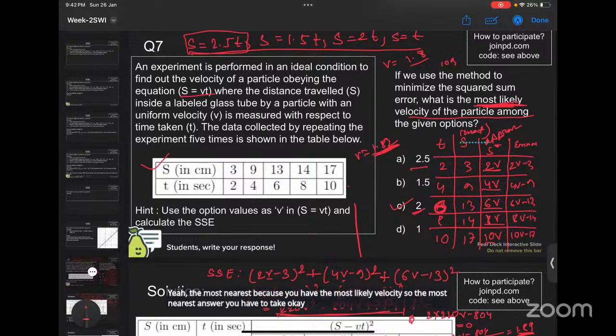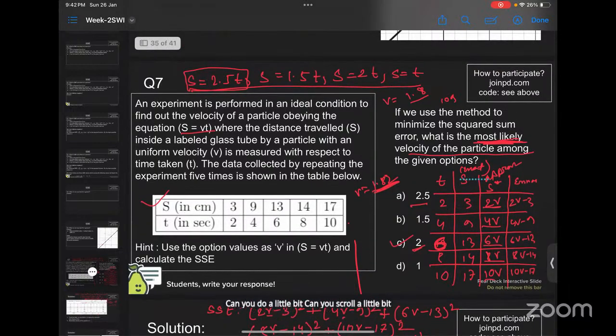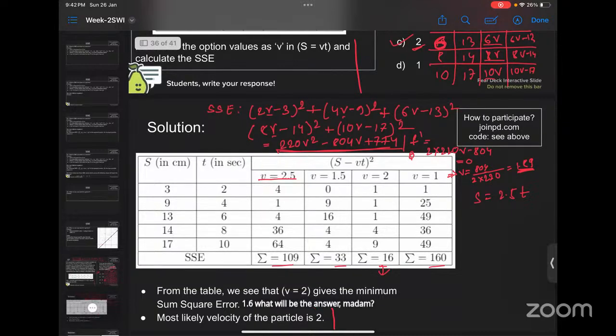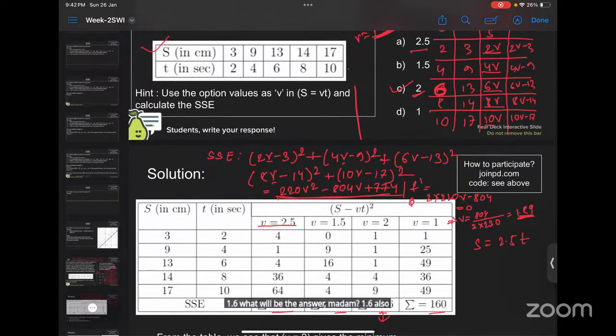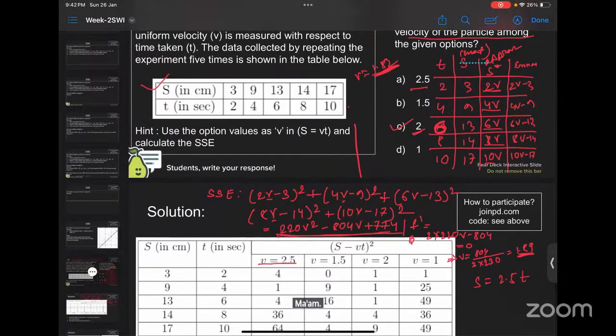Can you scroll a little bit below? If it were 1.6, what will be the answer, madam? 1.6 also will give the same error. 1.6 is not in the answer now. Yeah, but I am asking a question. If it were 1.6 and 2, then both options should be correct. Ma'am, by making the 4 tables, we will get the accurate option.